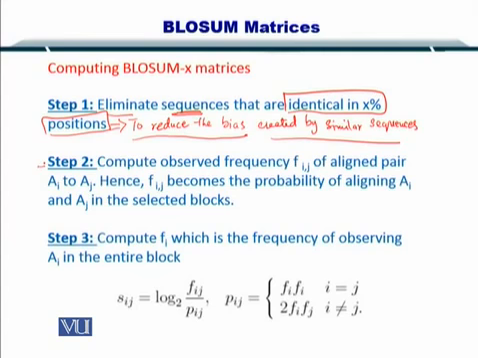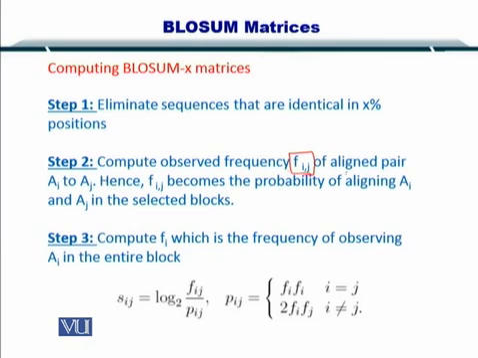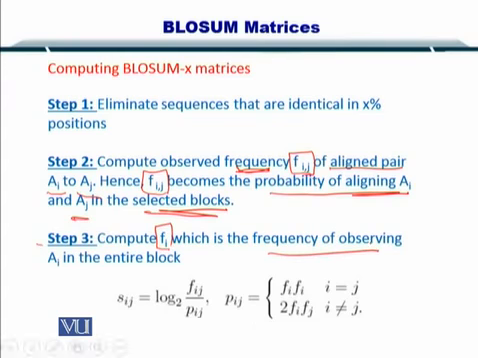In the second step, you compute the observed frequency of substitution between i and j. You note this in the aligned pair Ai and Aj only. So if one amino acid is substituted by another, you compute the frequency. So Fij becomes the probability of aligning Ai and Aj in the selected blocks. In the third step, you compute Fi, which is the frequency of observing Ai in the entire block.